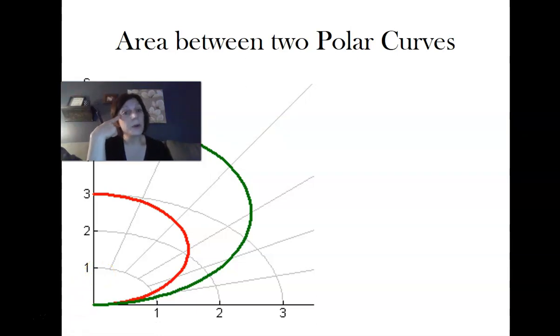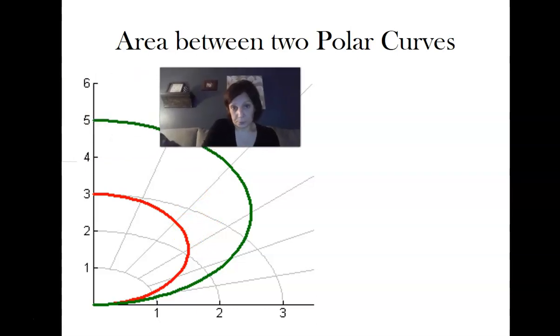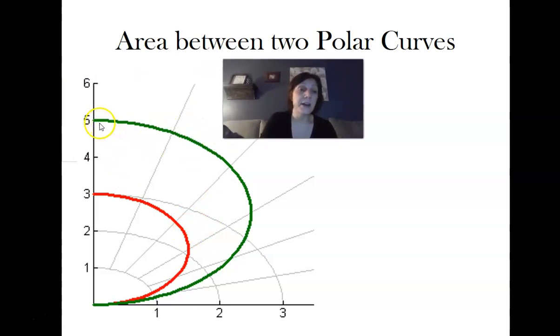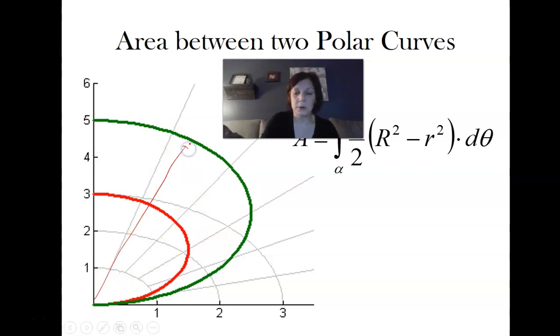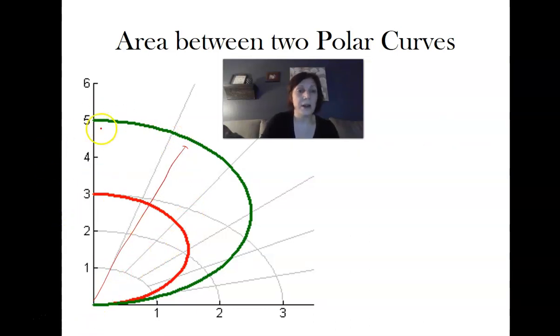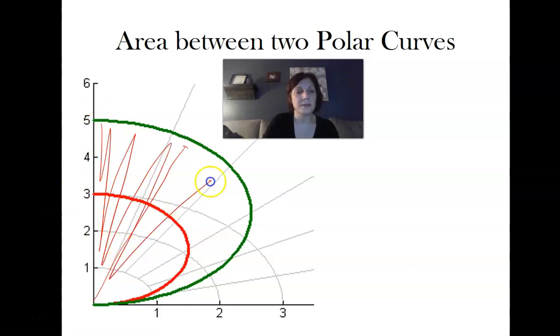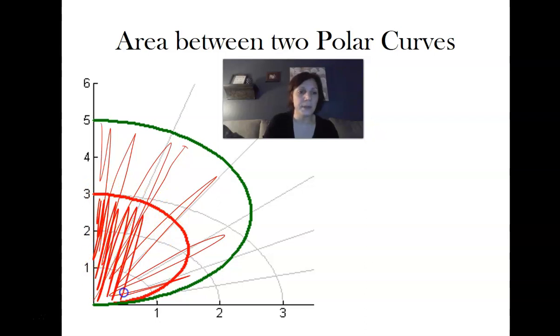The other way they can throw this at us is to ask us for the area between two polar curves. So if you can imagine here, I could ask you for the area inside the green curve. That would be all this area from here out. I could ask you for the area just inside this red curve. That would be all of this area. What they're going to ask you for is this area in here, the area between these two curves.